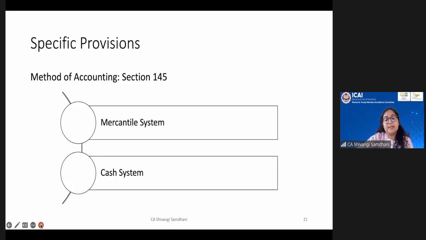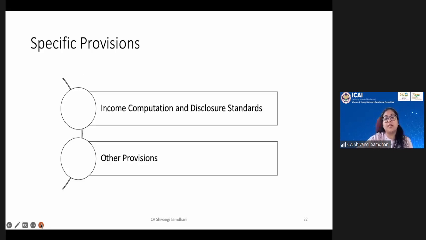So mercantile system and cash system are two systems which are provided under the Income Tax Act. There is a controversy around hybrid system of accounting, which provides for mercantile and cash. There are few decisions in favor, few against, but Section 145 is not providing for the same. So I'm not going into those details as of now. Now, Section 145, apart from providing for method of accounting, also provides for income computation and disclosure standards.